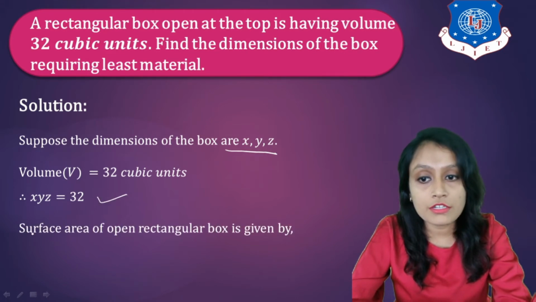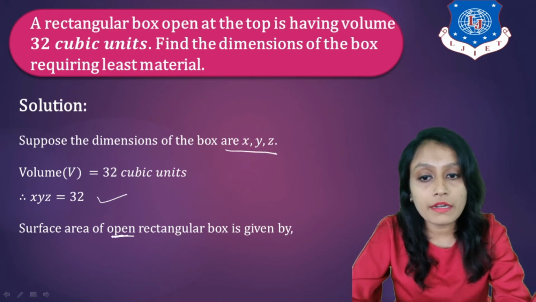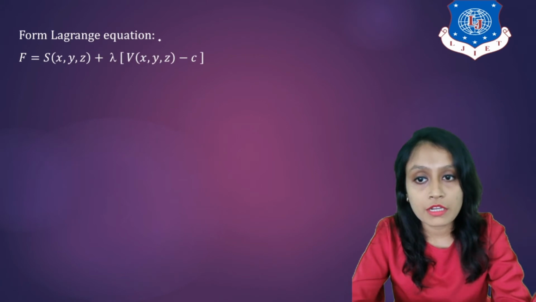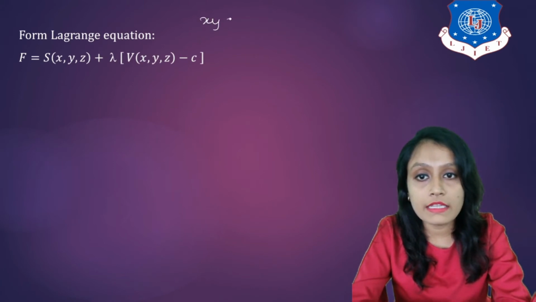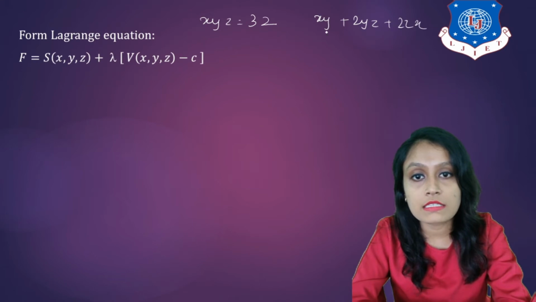Now we have to find function. So for that we will write the surface area. So surface area of an open rectangular box is S is equal to xy plus 2yz plus 2zx. Now if only a rectangular box is given, then the area will be 2 times, right? But here we have open rectangular box, so therefore we will write only xy here. Okay, next, so Lagrange equation, right? That volume xyz is equal to 32. This is your constraint, and xy plus 2yz plus 2zx, this is your function.